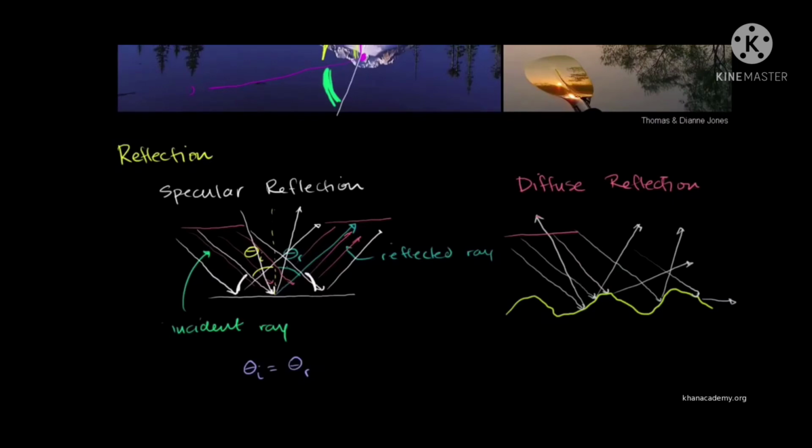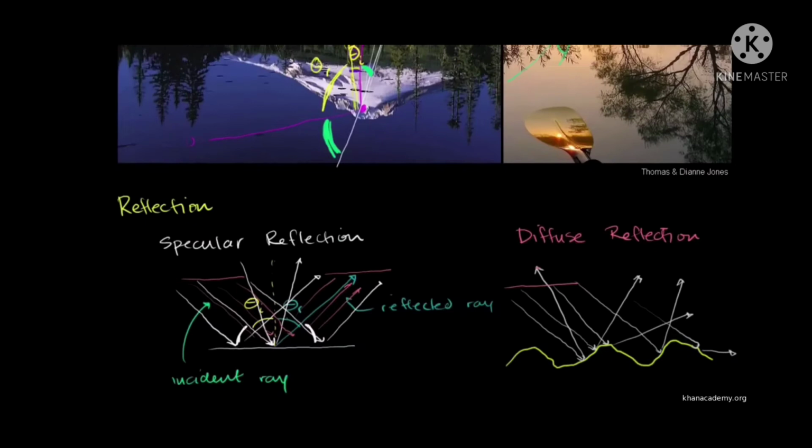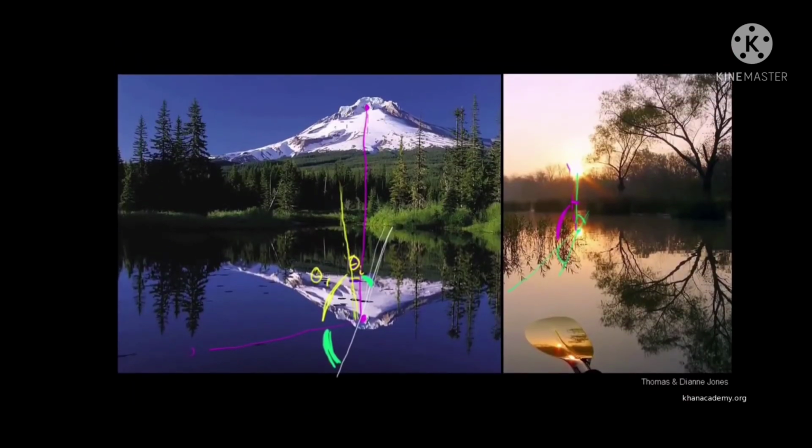And if you're wondering where diffuse reflection occurs, just look around your room. Anything that's not a mirror is reflecting diffusely. It's diffusing the light. You see that here. The mountain right here is diffuse reflection. You have light coming from the sun, but that's being reflected in all sorts of crazy directions.